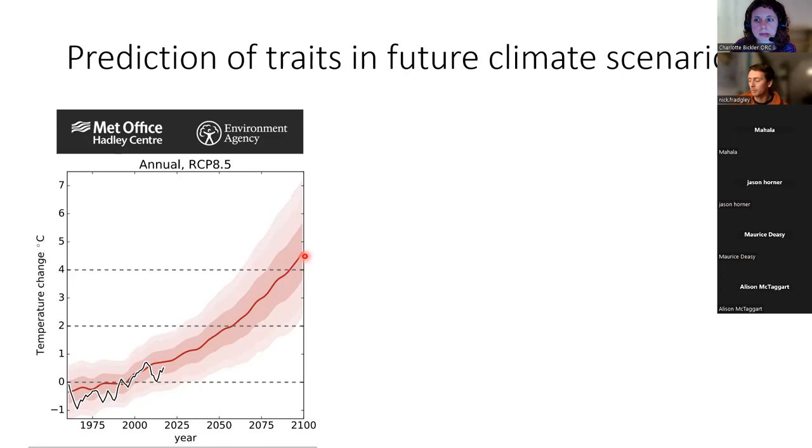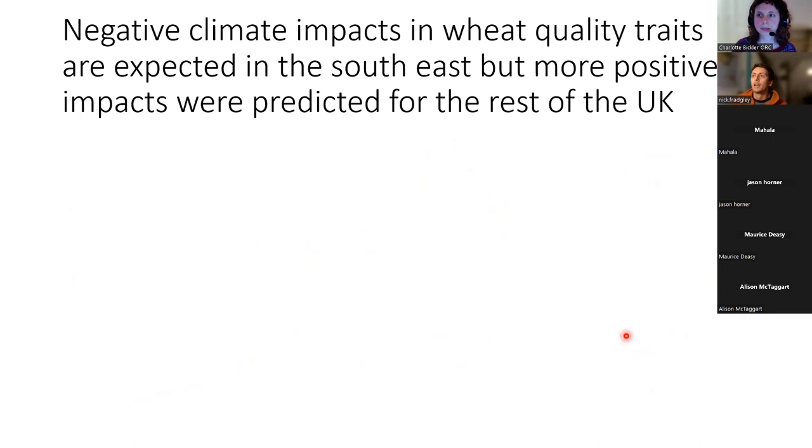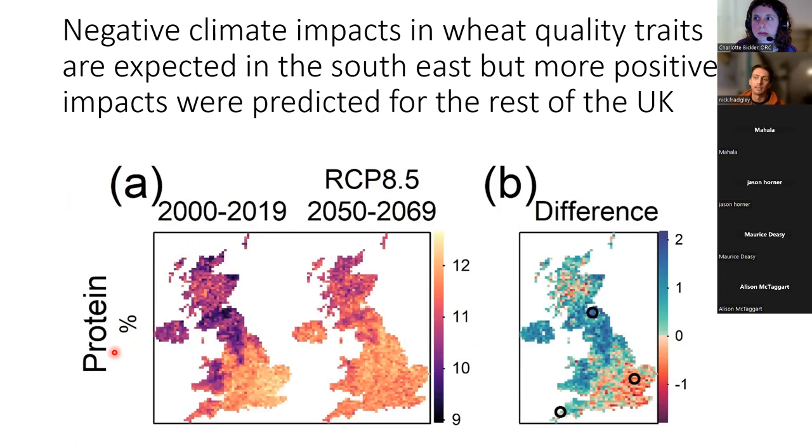And this is the overall trend that we're going to see in the UK, where in January, in winter, there's going to be an increase in rainfall and an increase in temperature. So it's going to be a warmer, wetter winter. And then in summer, it's going to be a lot less rainfall and increased temperatures. So we're going to get hotter, drier summers and warmer, wetter winters. When you plug these environmental data into the model, you can get a prediction of what the phenotypes, in this case protein content, would be all over the UK in the current normal environment, which is the average year from the last 20 years, compared to what you'd see in the future scenario from 2050.